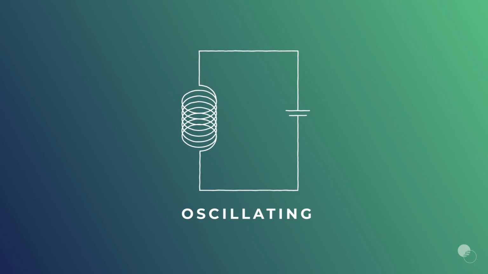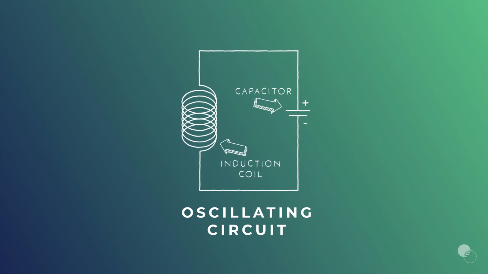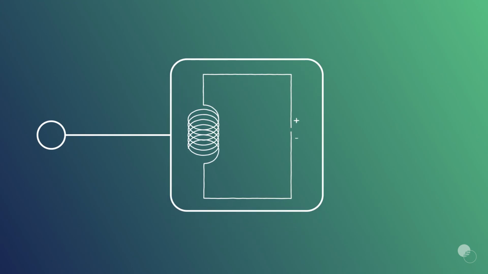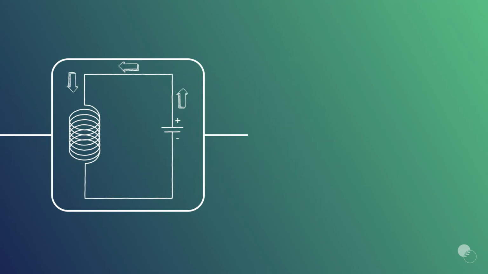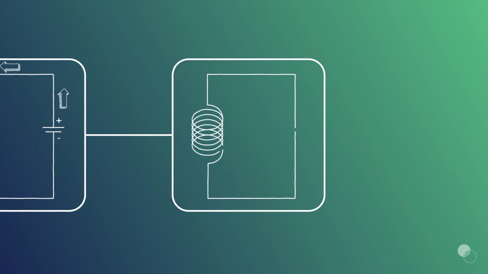First, we'll start with something called an oscillating circuit. When a charged capacitor is placed in a circuit with an induction coil, it creates a circuit where the current essentially bounces from one side of the capacitor through the circuit to the other. When the charged capacitor is placed in the circuit, it begins to empty its charge, creating a flow of current through to the inductor.